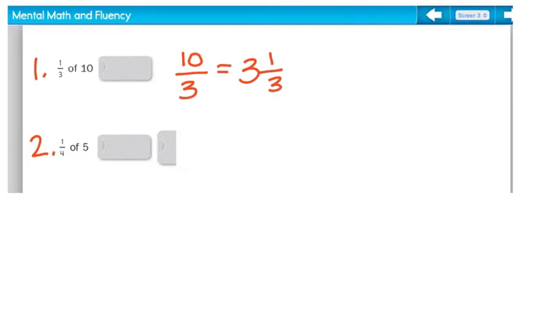So 1/4 of 5 would be 5/4. What's another way to say 5/4? Goes in there once with a remainder of 1/4.